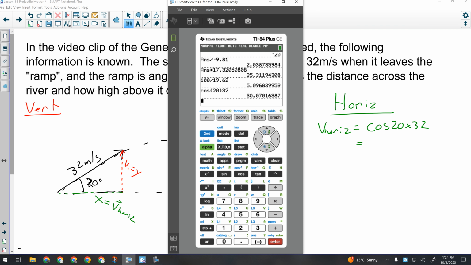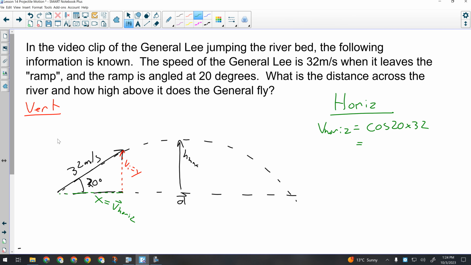Okay, so horizontally, the car is going to travel at 30.07 meters per second. And that is not going to change. It will travel at that constant horizontal velocity the entire time it's flying through the air. Okay.